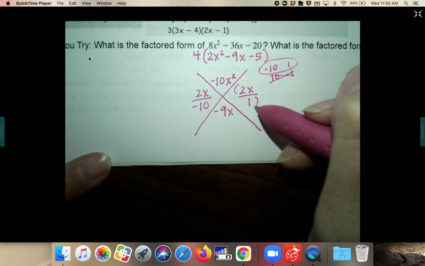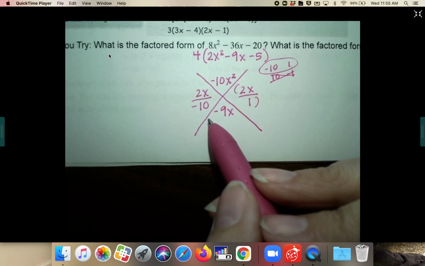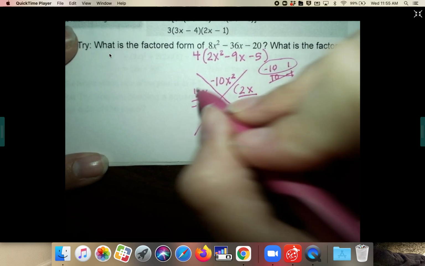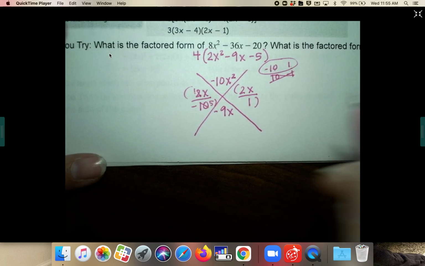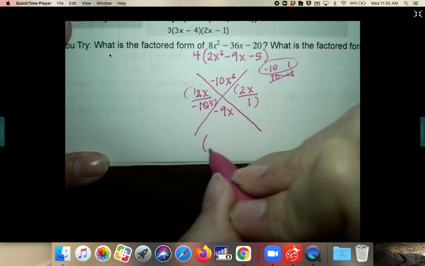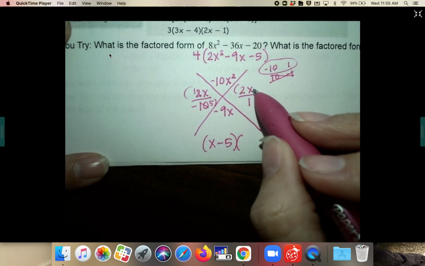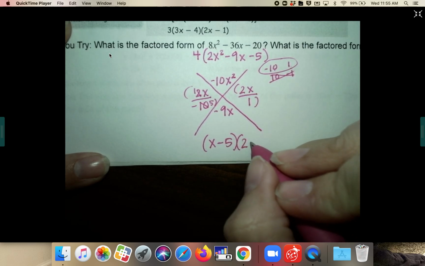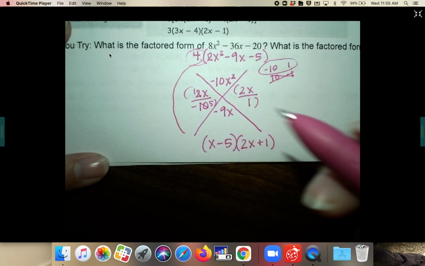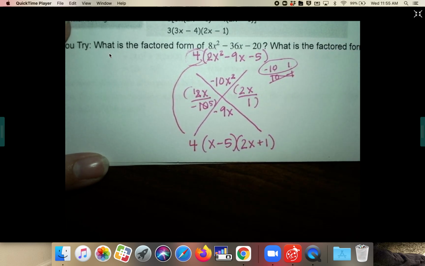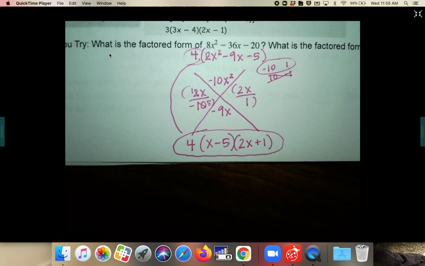This one's already simplified, so it's ready to go. This one can be simplified by dividing by 2. So 2 divided by 2 is 1. 10 divided by 2 is 5. And now it's ready to go. So we have 1x minus 5 times 2x plus 1. And don't forget to bring down that 4 that we had pulled out earlier. 4 has to be there on the outside of your simplified, factored answer.